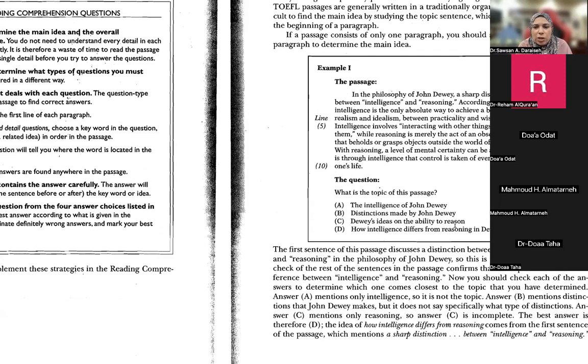No. This could work if we did not have D, because D is clear. Distinctions means furuqat, between what and what. You see, this is very general. So we did not go with this. So did he say in the first two lines or the first line, Dewey's ideas on the ability to reason, which means reasoning? Ability to reason means reasoning. Is that what he talked about only? No. And look at the last one, how intelligence.